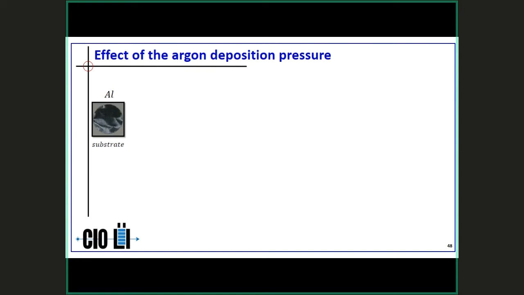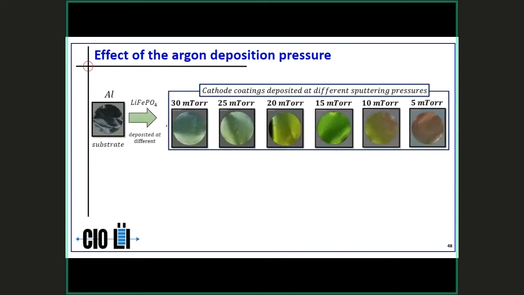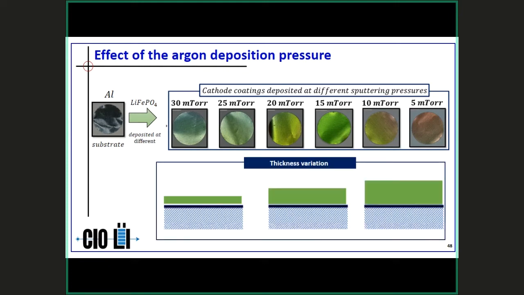This is just a picture of the substrate prior to deposition, and after deposition, we obtain these colorful coatings. So, if we use the same precursor and same deposition time, why do they have different colors? We got a brownish color for the samples that were produced at low deposition pressures, a greenish color for those produced at medium, and a bluish color for the ones that were produced at the highest deposition pressure. The first thing that came to our mind is that possibly there is a thickness variation.